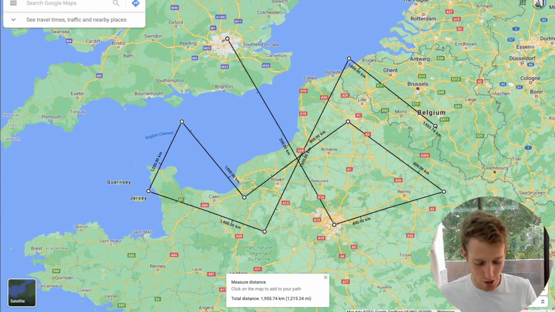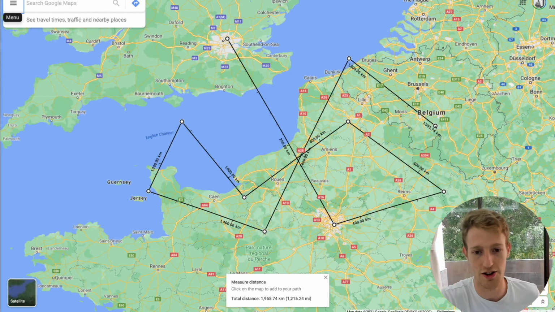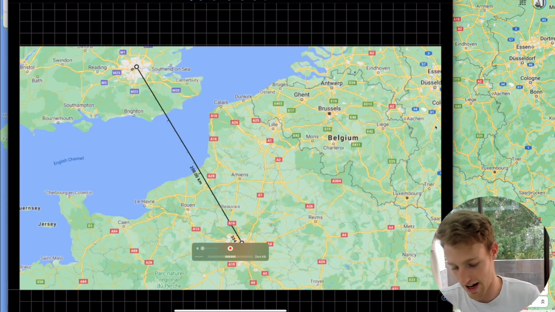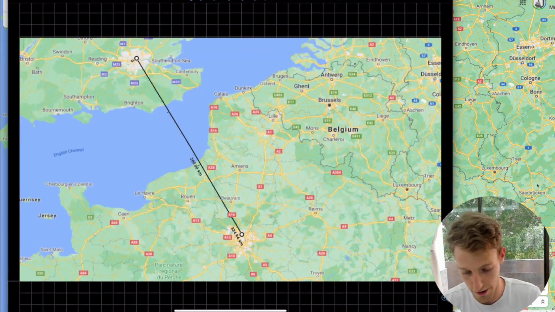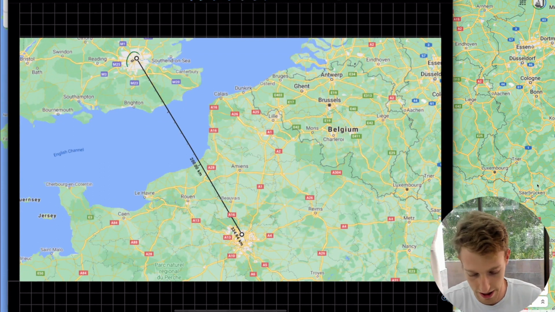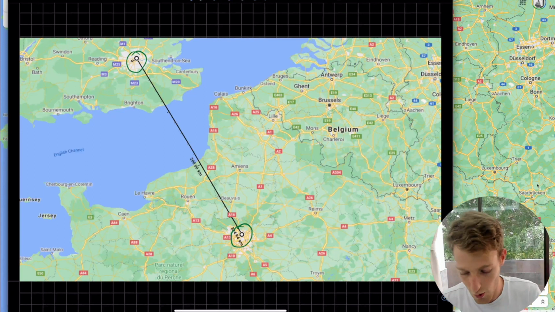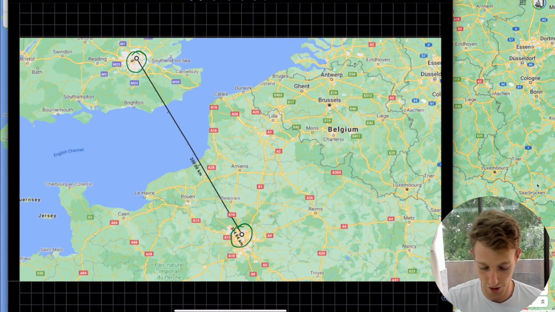We can actually show that if I go into an iPad here. I have a little screenshot of that map. This is the distance from London to Paris, so London is over here and Paris is over here. The way in which it's actually found out is using something called Pythagoras, the Pythagorean theorem you might have heard.